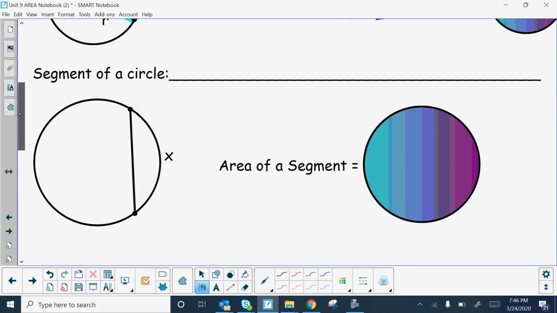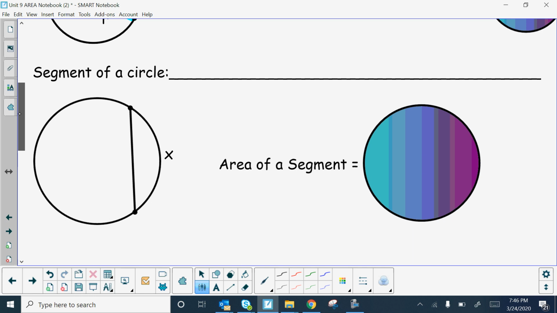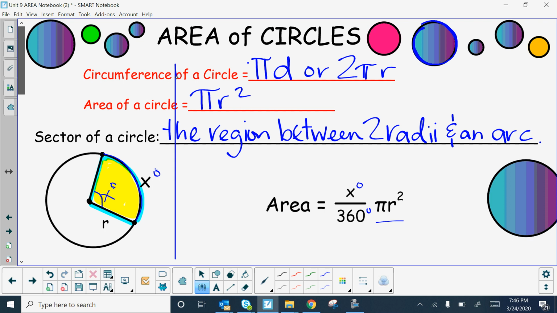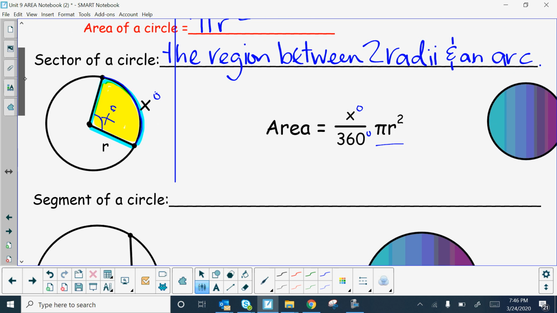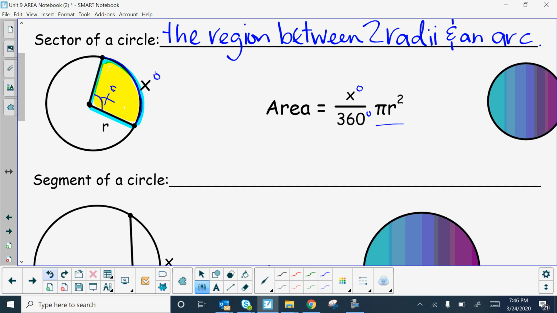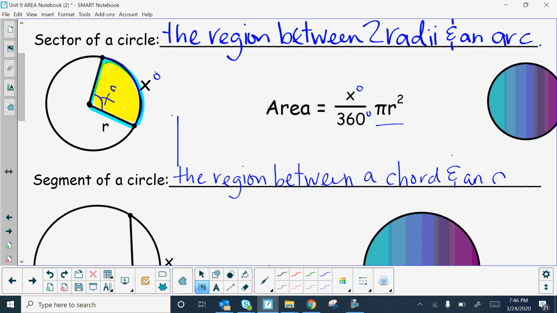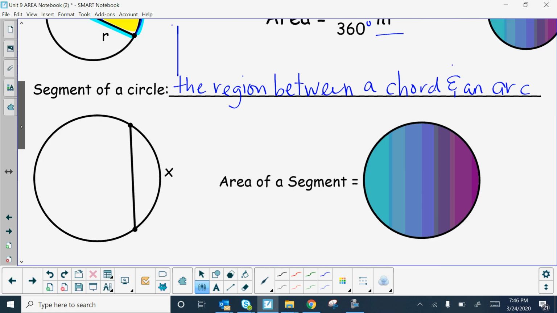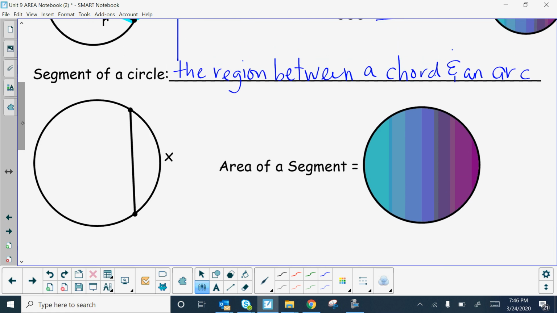Let's go to the next part of a circle. This one's called a segment of a circle. Not sure what happened there. A segment of a circle is the region between a chord and an arc. So, the region between a chord and an arc.